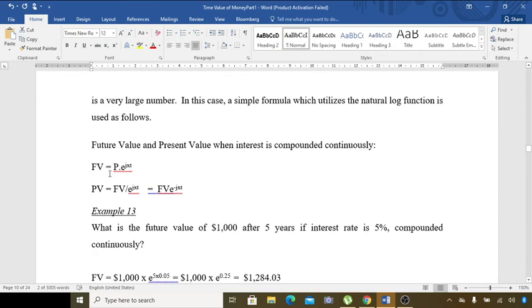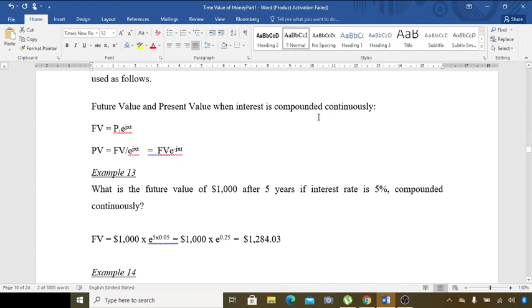FV equals P times e to the power of j times t. What is e? e is the continuous compounding function. It is available in your calculator. To find the present value, you simply take the reciprocal of the formula, which is future value divided by e to the power of j times t, which essentially equals FV times e to the power of, remember the reciprocal, negative j times t.